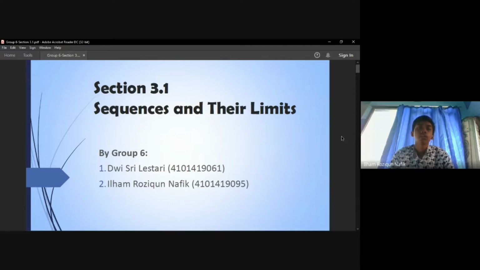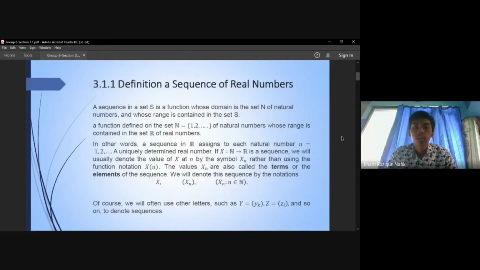Next, in part 1, we will discuss the definition of a sequence of real numbers. A sequence in a set S is a function whose domain is the set N of natural numbers and whose range is contained in the set S. A function defined on the set of natural numbers, whose range is contained in the set of real numbers.